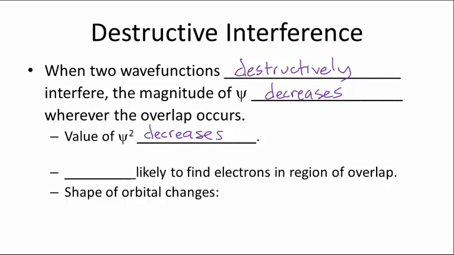And a smaller value of psi squared means you're less likely to find the electrons in the region of overlap. So wherever the orbitals are overlapping now, we're less likely to find electrons there. And another result of that is, well, if we're less likely to find them in between, that means we must be more likely to find them elsewhere. So the shape of the orbital changes. It gets smaller wherever the two atomic orbitals overlapped, and it gets bigger wherever they didn't overlap.